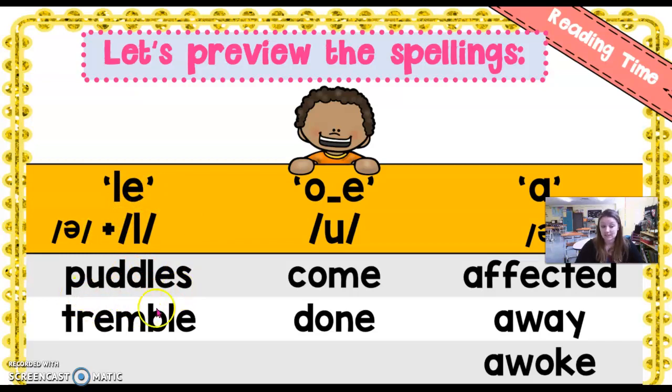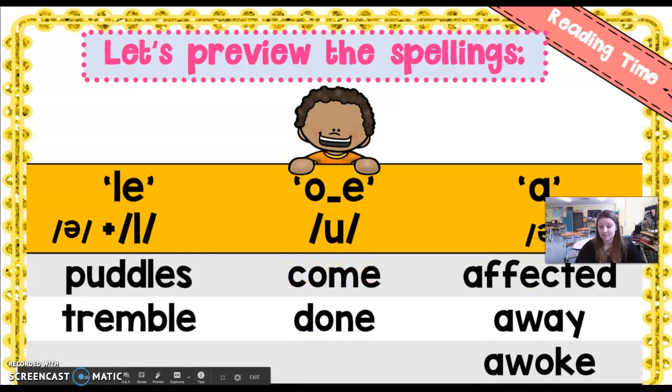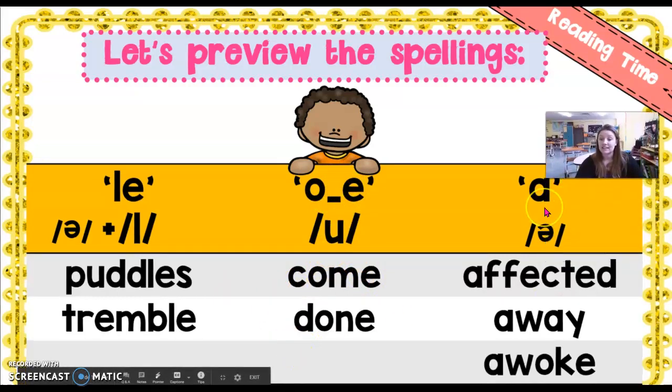We have puddles and tremble. When you tremble, you shake. And then we have O consonant E that makes the sound, like come and done. We also have the letter A making the schwa sound, for example, affected, away, and awoke.